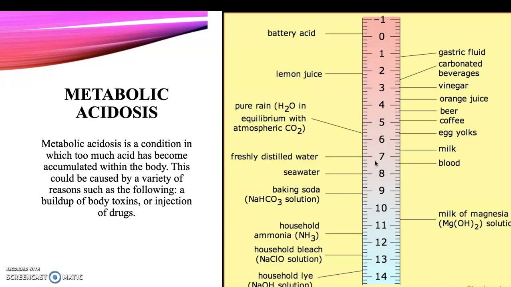I would like to take a moment and look at the image on the right-hand side. Please note that 7 is neutral. This is freshly distilled water. I believe blood is at 7.4, which is what we like things to stay around. What I would also like everyone to look at is the carbonated beverages. They are very acidic, and in modern American lifestyle, we happen to drink a lot of that carbonated beverage. So continuing on.